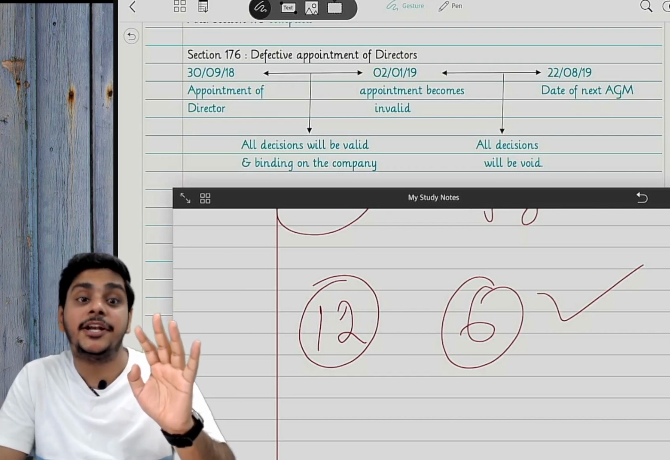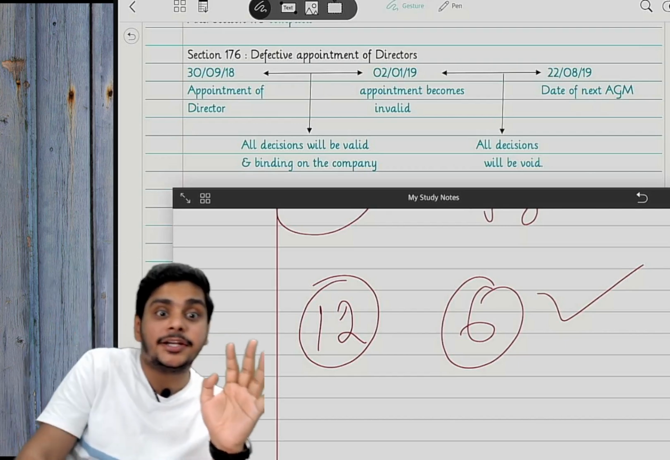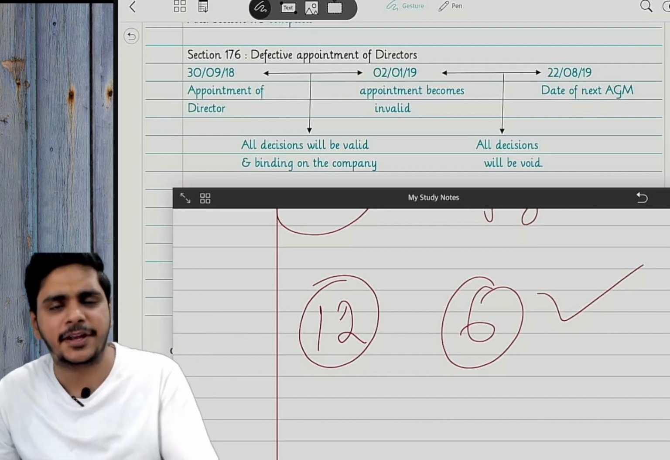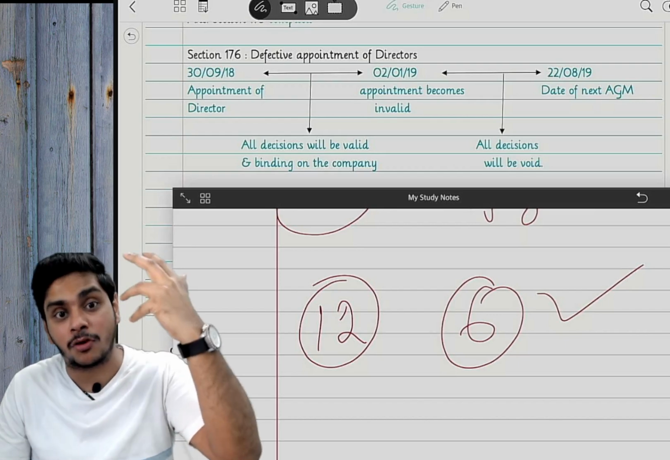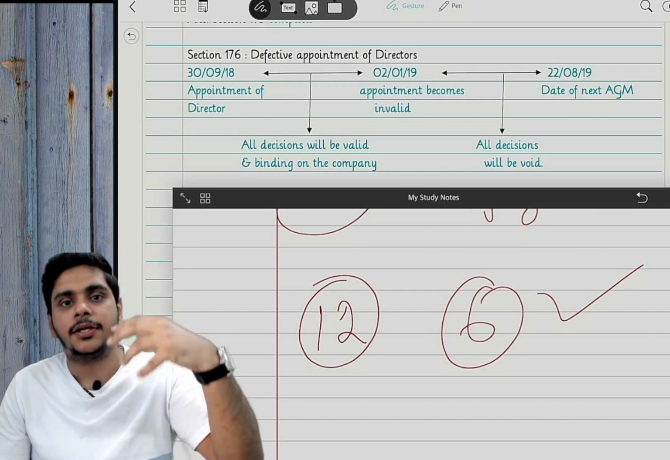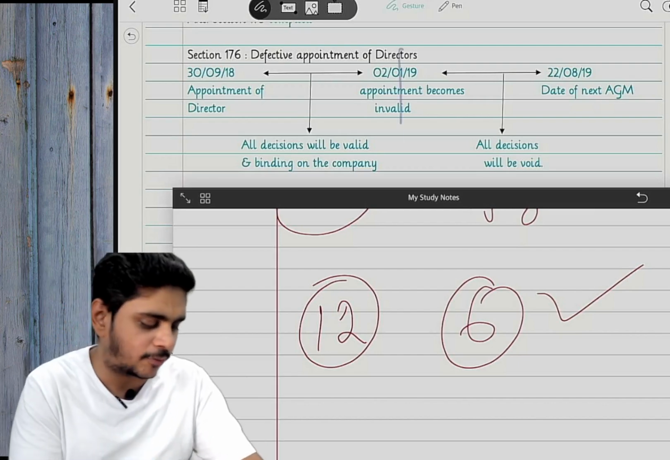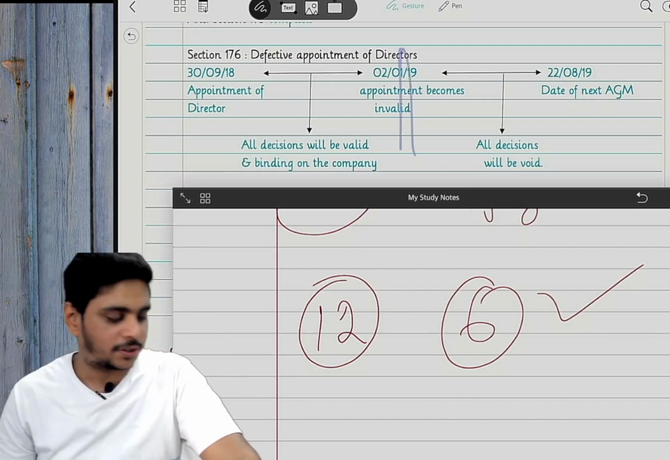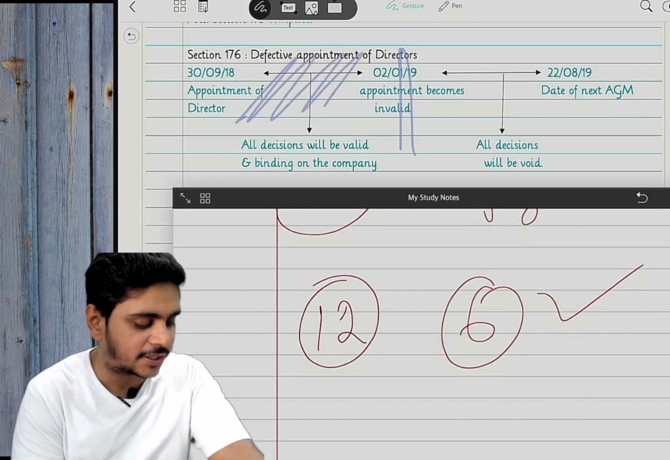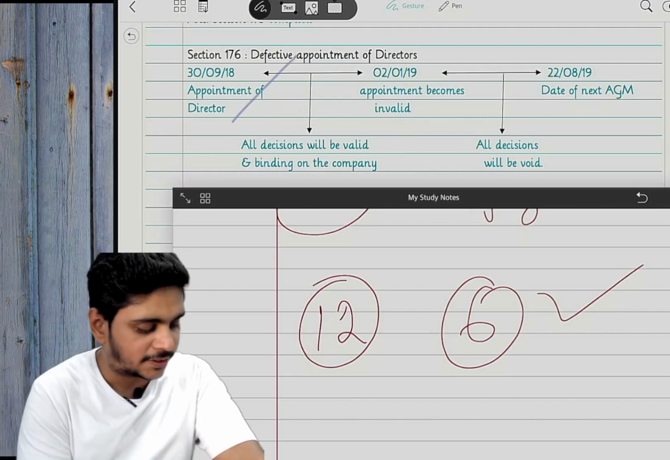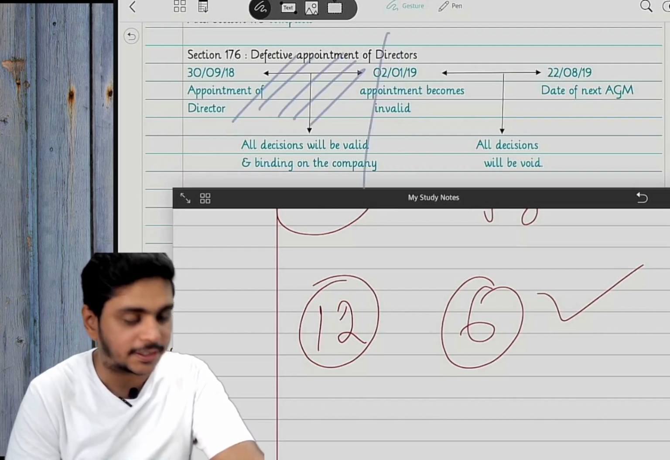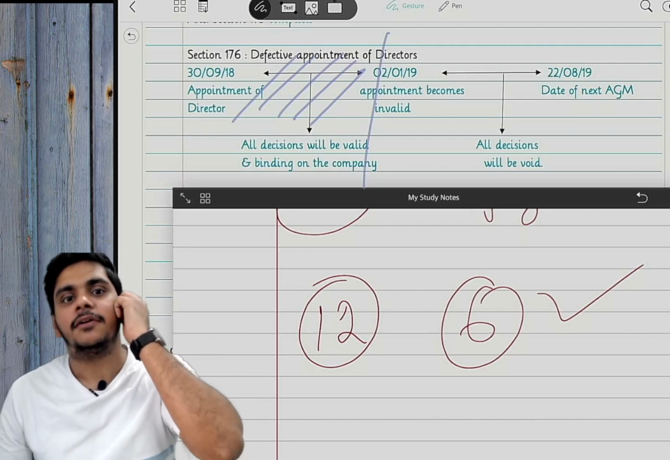DIN, director identification number. Or maybe he became Gajini, he became like Manjulika, Chandramukhi. Okay, he started getting attacked. So on this day, his appointment became invalid. So the question is, whatever action, whatever decision he has taken till this date, that is till the defect was notified, is the validity void?